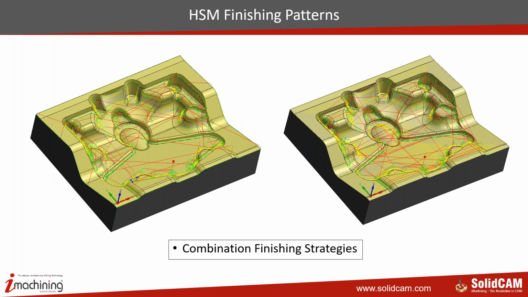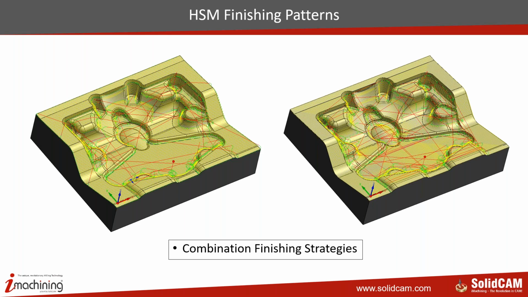And then we have the HSM finishing patterns, the combination. You could have a combination of constant Z linear, constant Z constant scallop, and you could create just one single tool path. You can have a different step over for constant Z, you can have a different step over for linear. You can have one-way machining for constant Z, you can have bi-directional machining for linear, but it will combine and give you a single tool path. This is what we call the combination of finishing strategies.